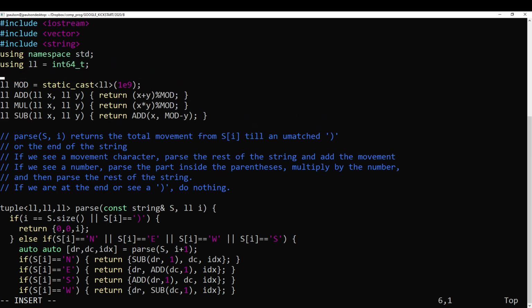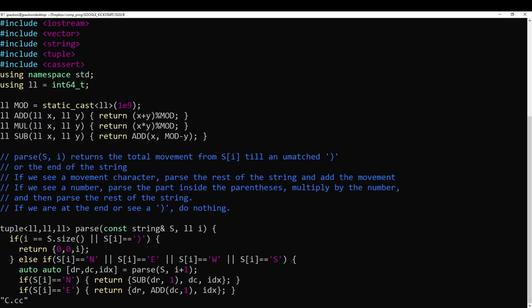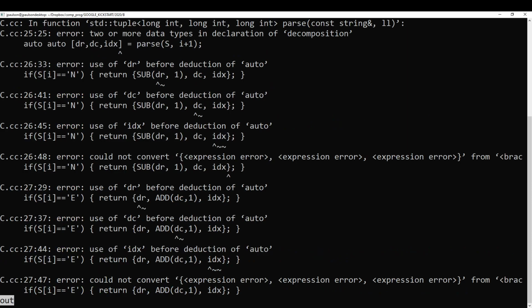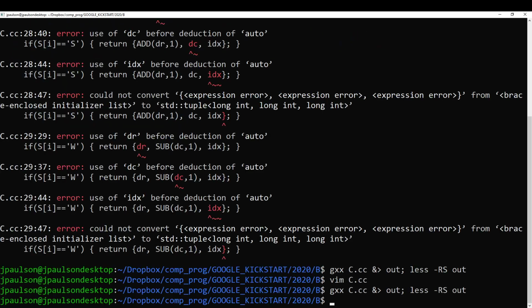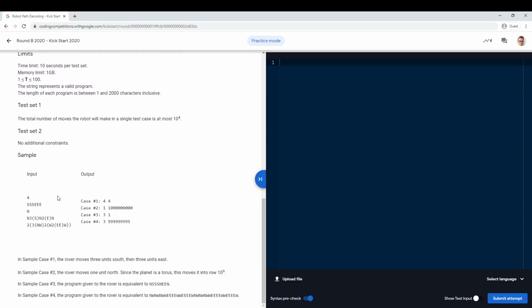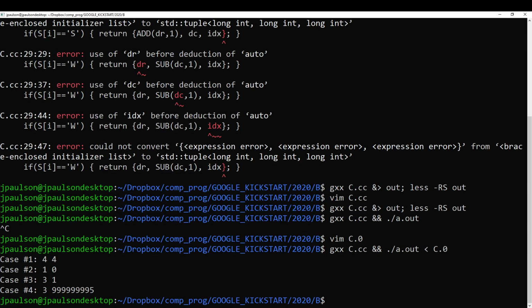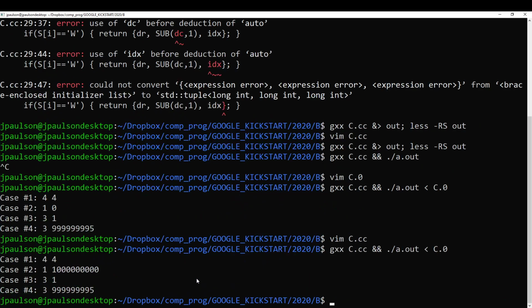Guess we need to assert. Auto is not a thing. Okay. I'm not confident that my parsing code is actually correct. I guess we'll see. 4, 4, 1. Annoying zero indexing thing.